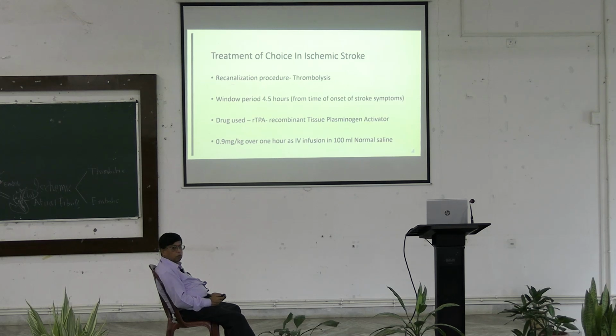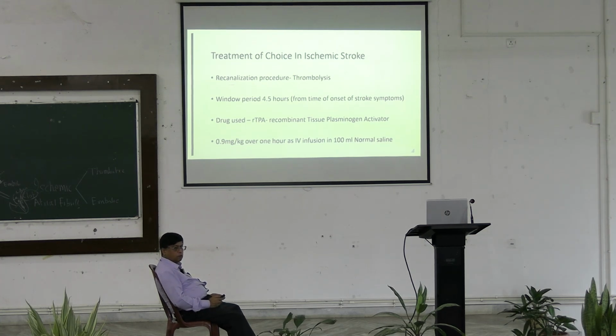But nowadays most of the centers are using Tenecteplase. Why? Because Tenecteplase has some advantages. Alteplase is given as an infusion, but Tenecteplase you can give in a single shot. You do not have to wait for 100 ml over 1 hour. You need not wait. You give the shot over 5 minutes. So Tenecteplase is more convenient and more available nowadays.